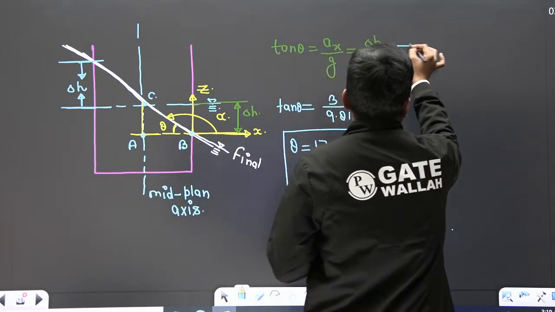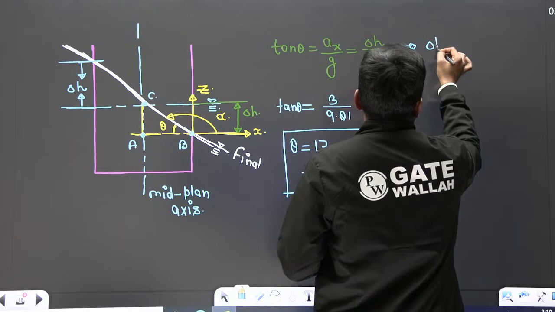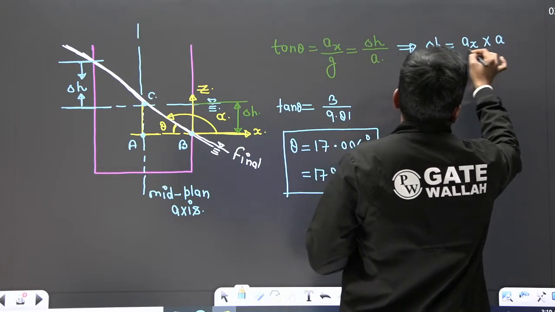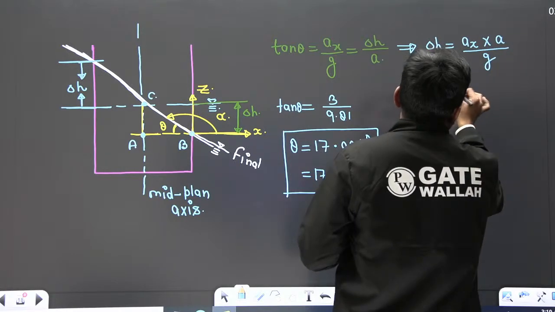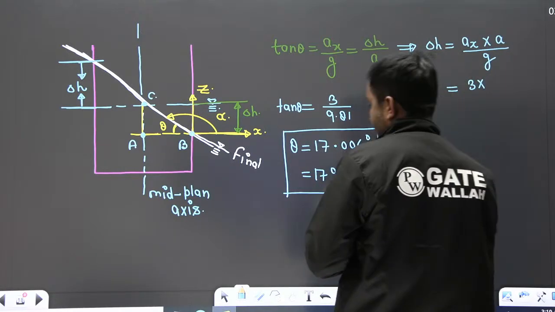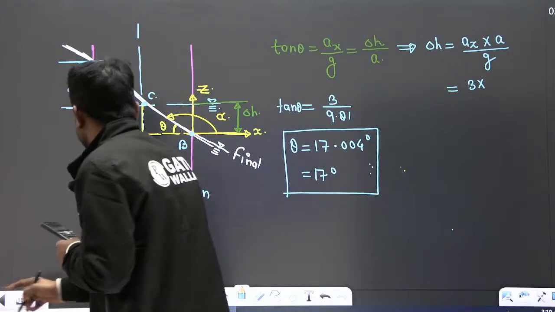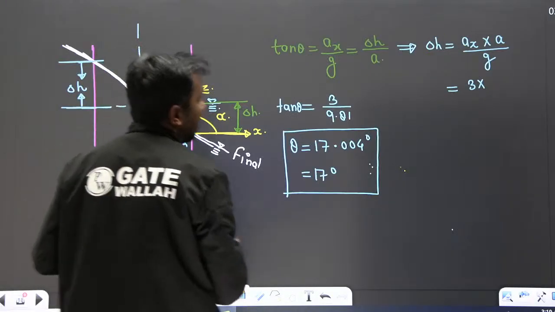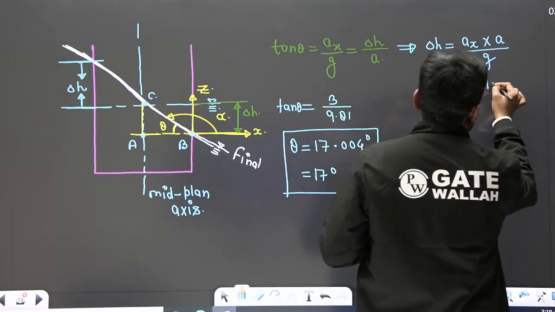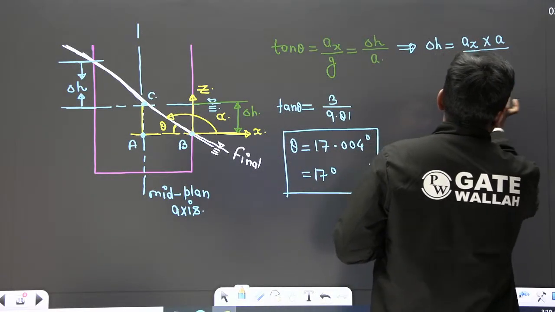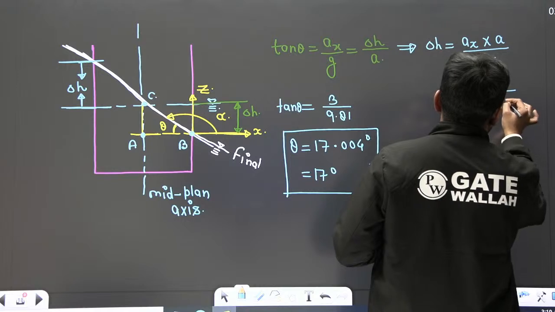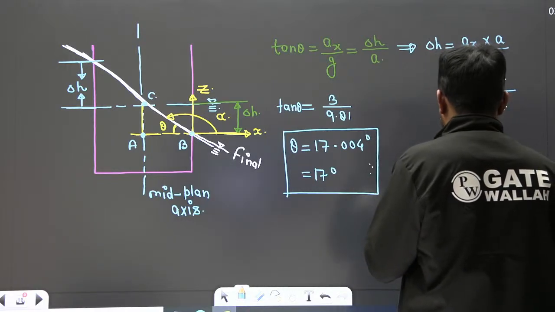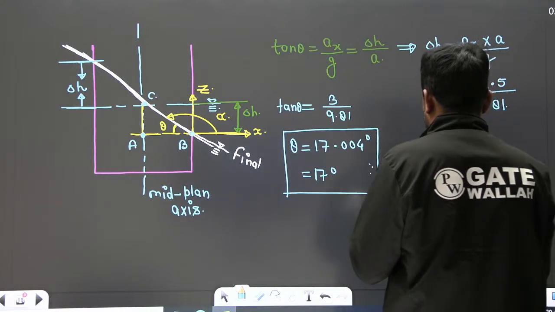And what about the delta H? So delta H is ax multiplied by a and divided by g. And what about the a? 2a is given as 3 meter, so a should be 1.5 meter. So you can say 3 multiplied by 1.5 divided by 9.81.